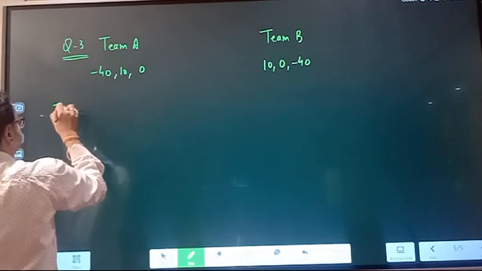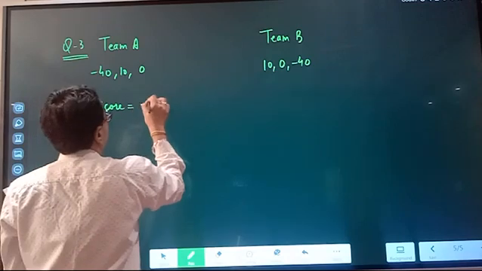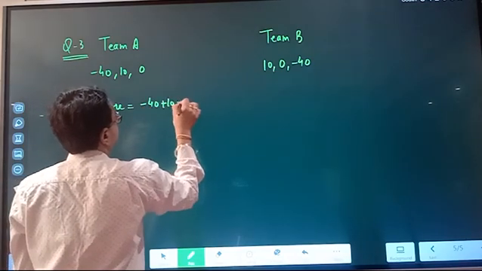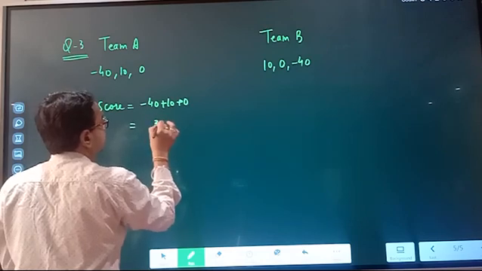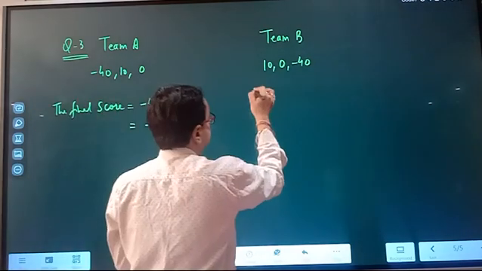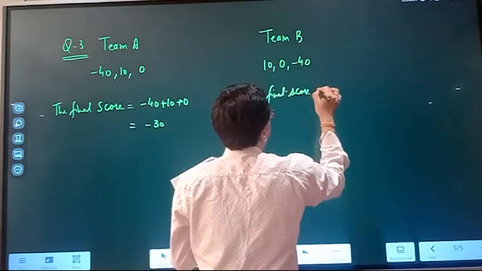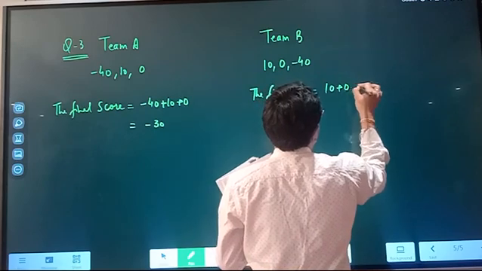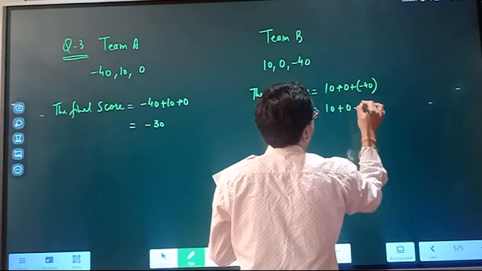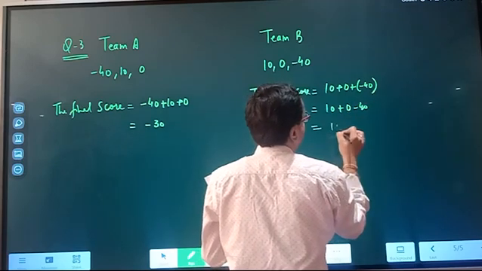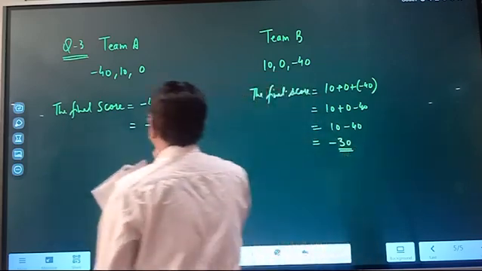So the final score is equal to minus 40 plus 10 plus 0 plus minus... So 40 minus 10, that is 30. Since minus 40 is written, minus 30. Here also the final score, that is 10 plus 0 plus of minus 40. So 10 plus 0 minus 40. It is also 10 minus 40. Again plus minus 0. That is minus 30. Both are getting the same score.